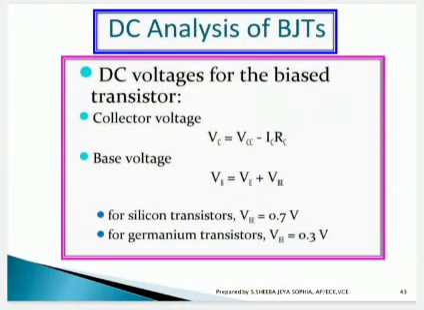Corresponding to DC voltages for the biased transistor, collector voltage VC is equal to VCC minus IC into RC. Base voltage VB is equal to emitter voltage plus base emitter voltage VBE. For silicon transistors, VBE is equal to 0.7 volt. It is a fixed one. And for germanium, VBE is equal to 0.3 volt, which is also a fixed one. So based on the semiconductor material you are using for your transistor, you can substitute the value of VBE directly.